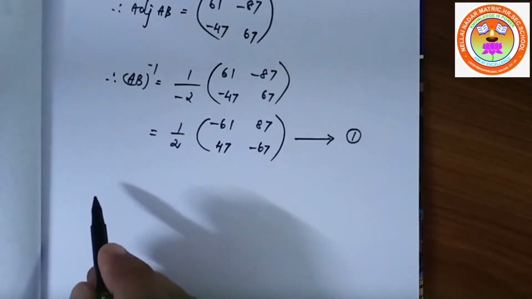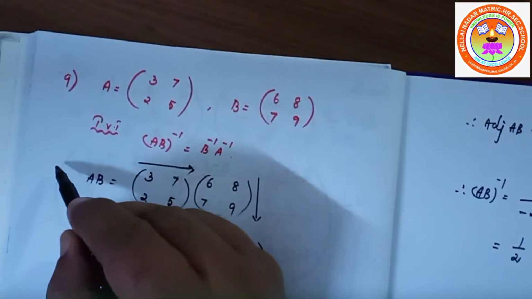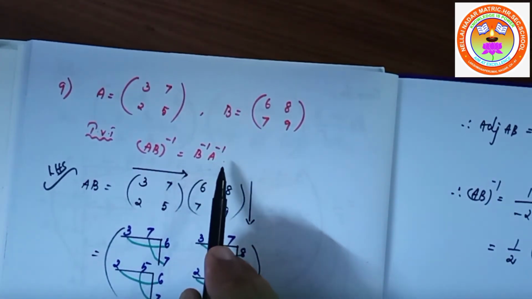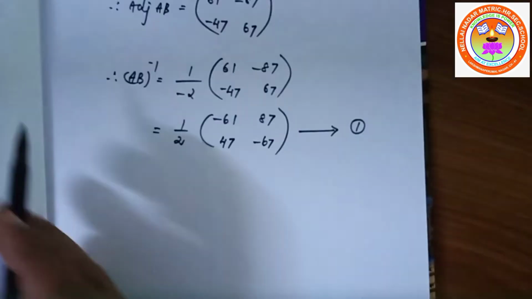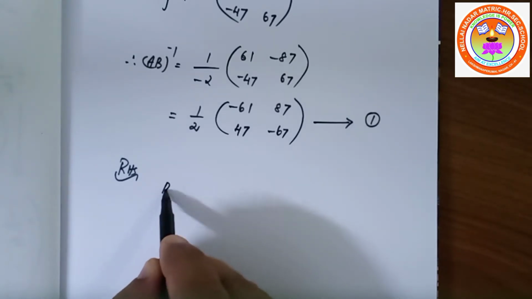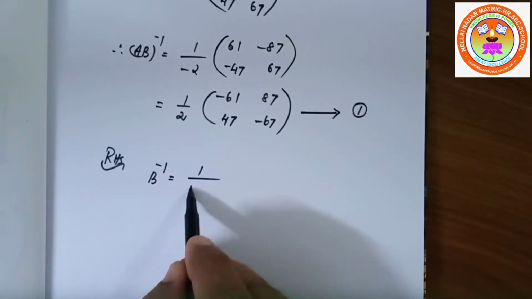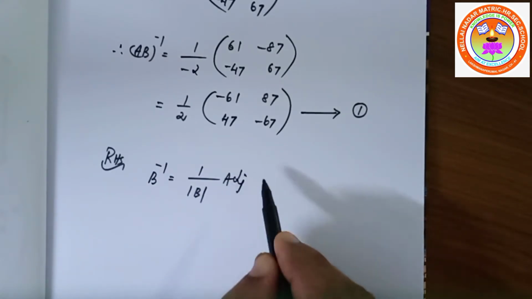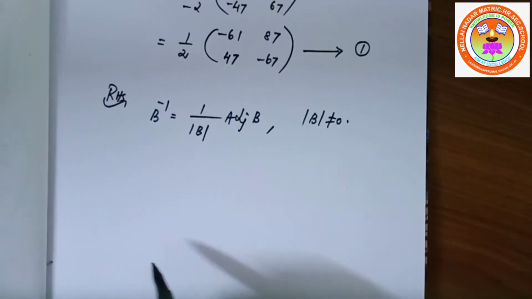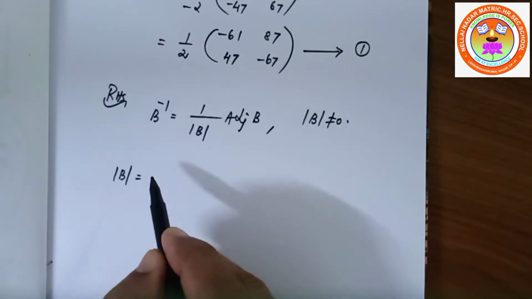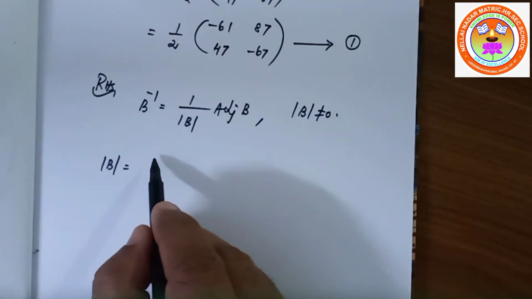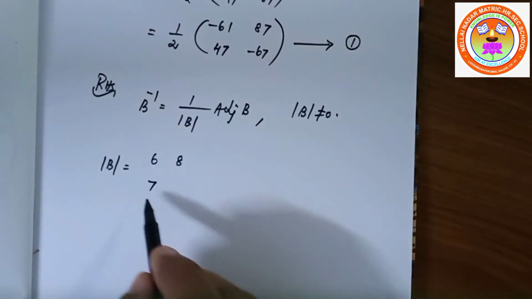Now I go for RHS. In RHS, we have to find out B inverse, after that A inverse, finally B inverse into A inverse. B inverse, write the formula: B inverse is equal to 1 by determinant of B into adjoint of B. Condition: determinant of B is not equal to 0. So we find the determinant of B first. B matrix is 6, 8, 7, 9.